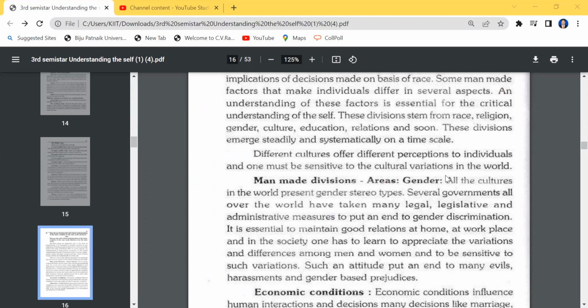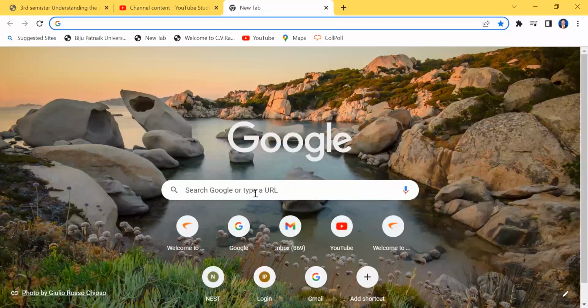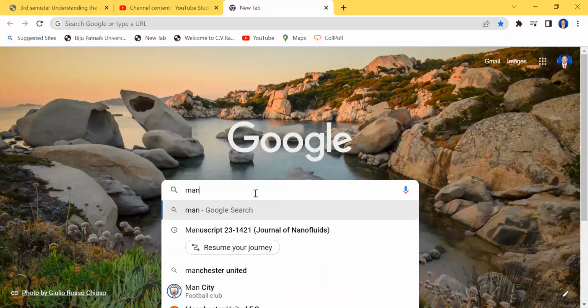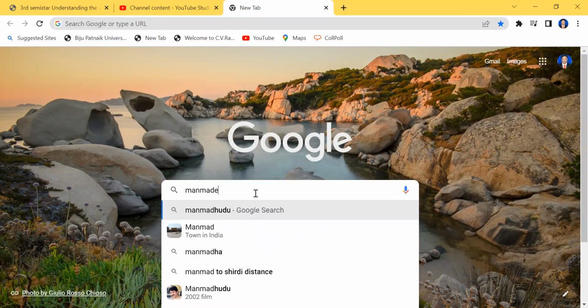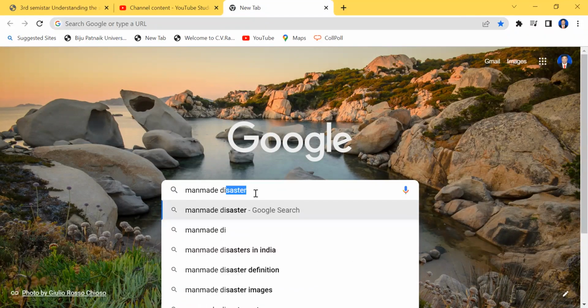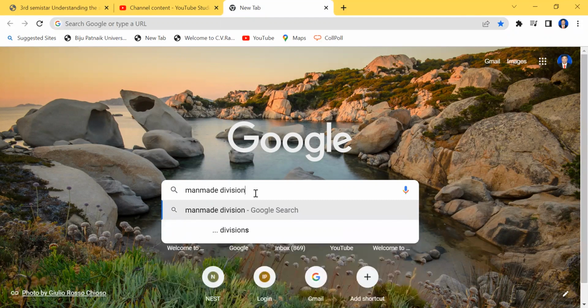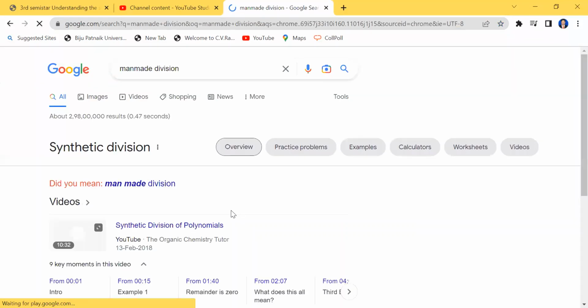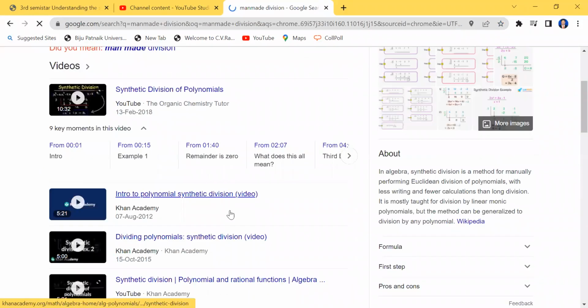We'll come to the man-made divisions. Suppose we are searching for man-made divisions. Technologically, you can search that. The internet is also a man-made division. You can search various things under man-made divisions.